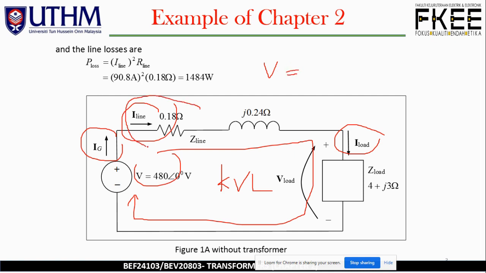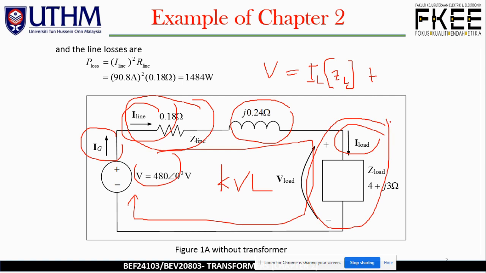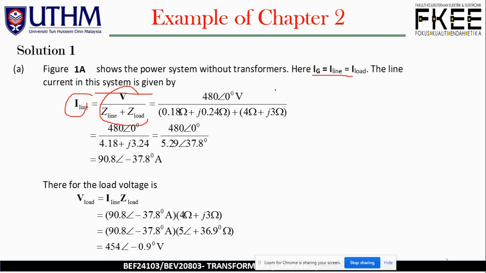If you apply KVL, we have V here, and then the voltage drop at the transmission line, the Z line or line impedance, which is I line multiplied by Z line. Then we have the second voltage drop, which happens at Z load, so I load multiplied by Z load. After we rearrange the equation, we substitute the values provided in the question. Z line is from the question, and Z load is also from the question.